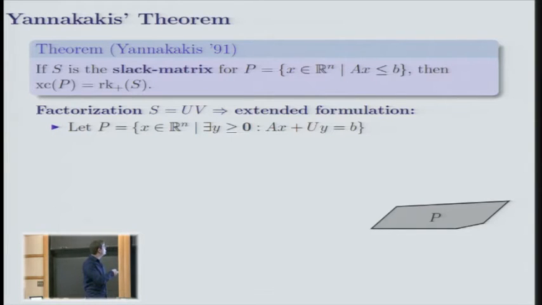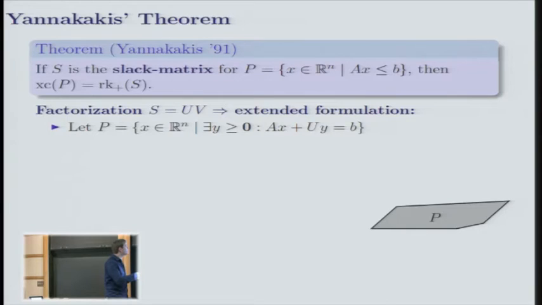So you need to prove two things. First of all, the easy direction: if you have a factorization of the slack matrix, why does it give you an extended formulation? Well, you can just write your polytope as all x so that there is a y, which is non-negative, and then Ax plus this factor times y equals the right-hand side. Why does that make sense? Because imagine you have a vertex of the polytope and you want to find a y so that you can satisfy this equation.